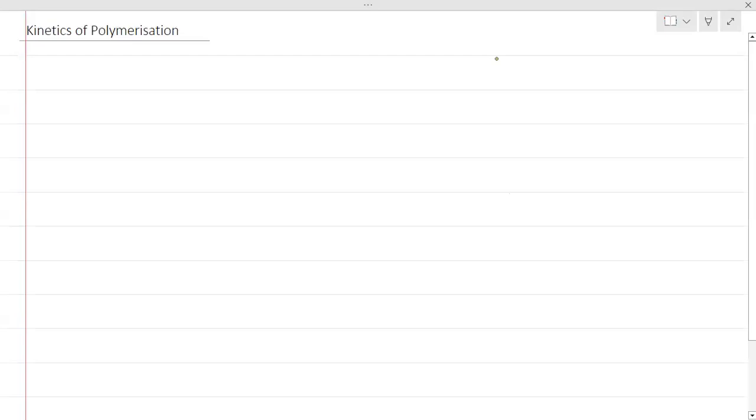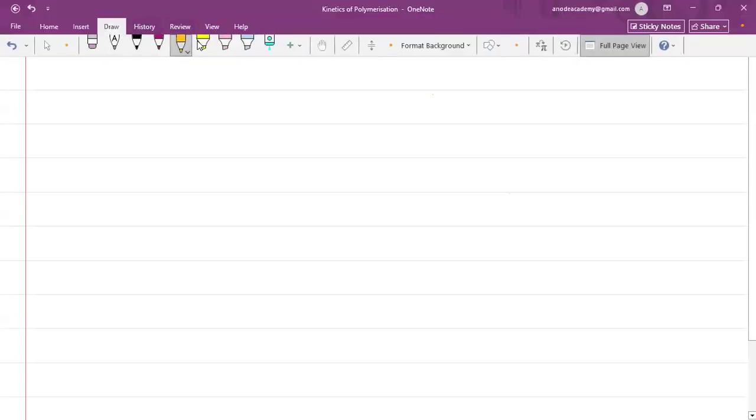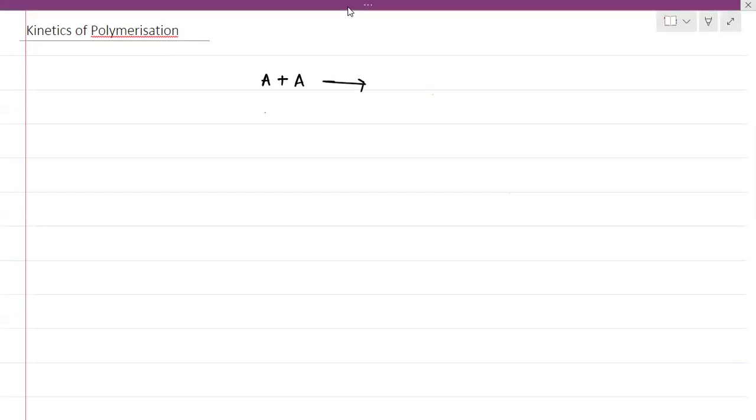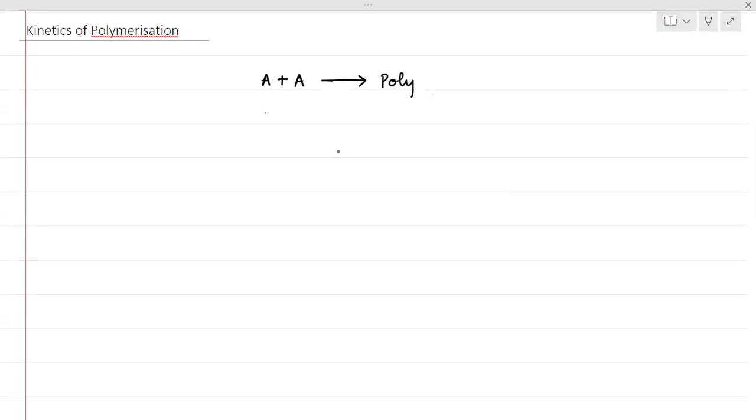All right. So let's say that you have a monomer A. Some monomer A combines with another monomer A to form the polymer. So initially, at T is equal to 0, if the concentration of each of the monomers is A naught, before polymerization, polymer won't be formed. And A naught, we are familiar with this, is the initial concentration of monomer.